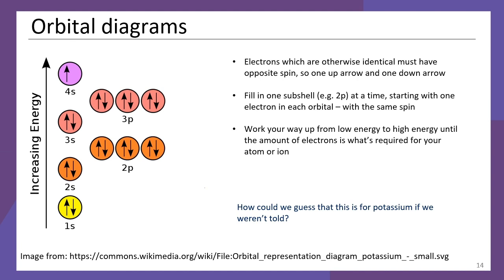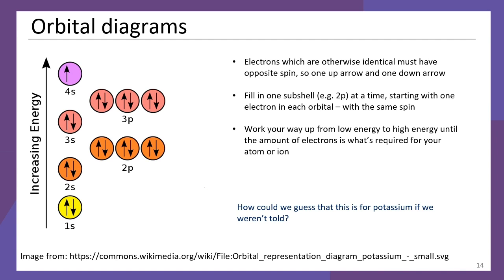So when we fill out an orbital diagram, usually it's not going to be in that circle, it'll be more the straight line, but we have this up arrow, down arrow to indicate the different spins. You want to fill in one subshell at a time, starting with one electron in each orbital with the same spin, right? And then work your way from low energy to high energy until the amount of electrons is what's required for your atom or ion.